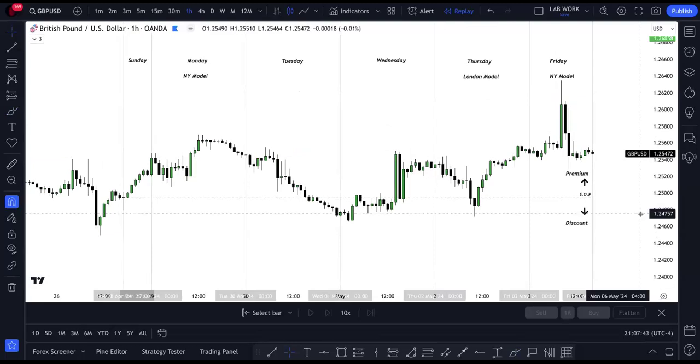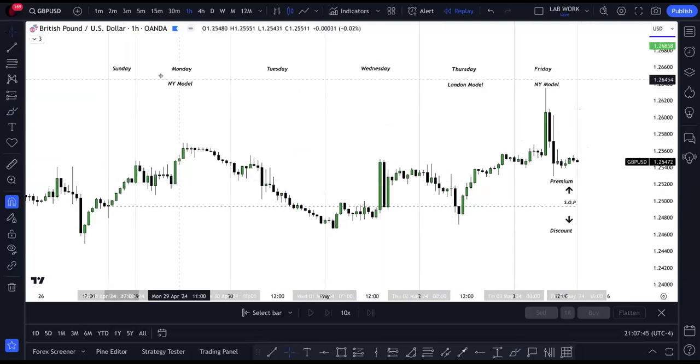Same thing, nothing changes. Now we're going to be looking mainly at Monday, New York session, Thursday, London model, and then Friday, New York model. So NFP. So there's an NFP model. It's definitely possible. And the way I'm going to show you is exactly how I trade almost every single kill zone, but you need to have certain things aligning. So let's go through Monday.